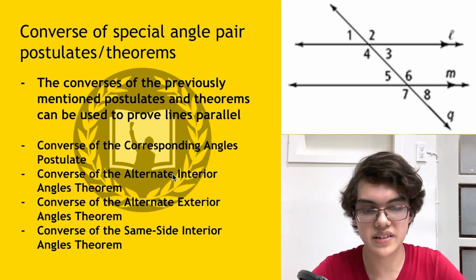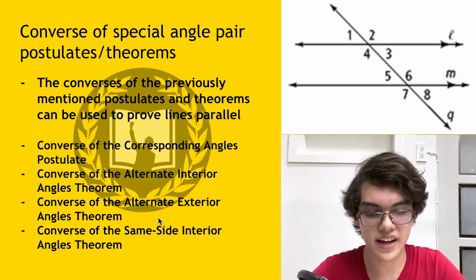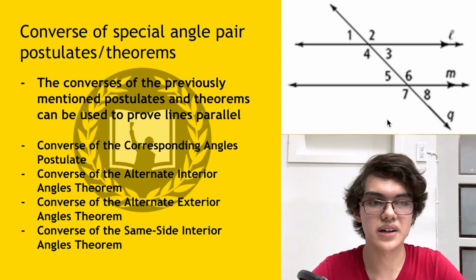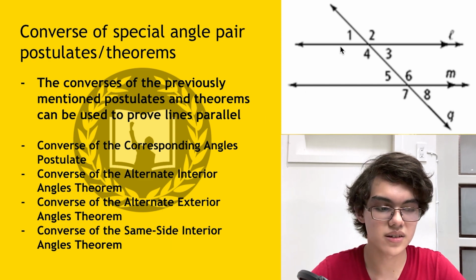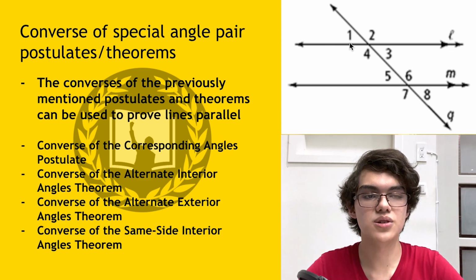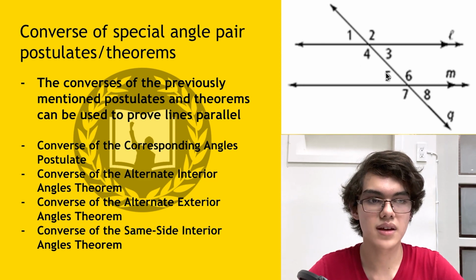So alternate interior angles, if you have alternate interior angles that are congruent, then you can prove that the two lines are parallel. And alternate exterior angles, you can prove that the two lines are parallel if you have those that are congruent. And the same side interior angles theorem, if you can prove that the two same side interior angles are supplementary, then you know that the two lines are parallel.